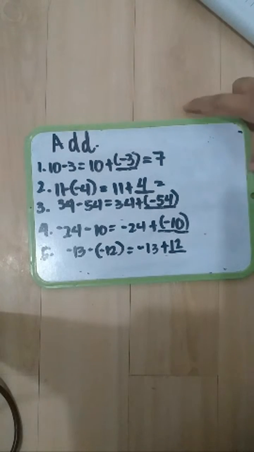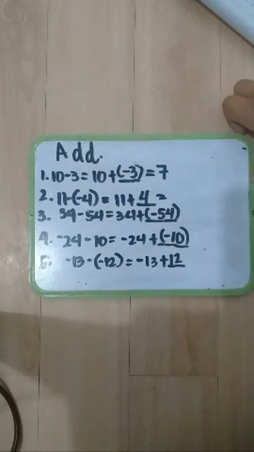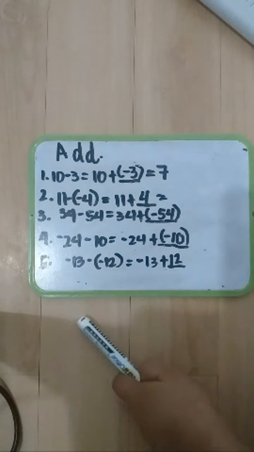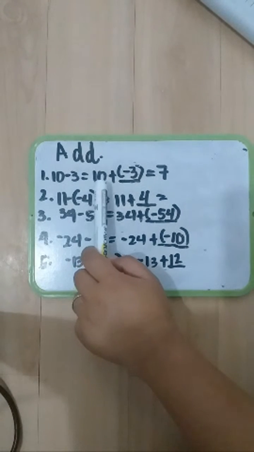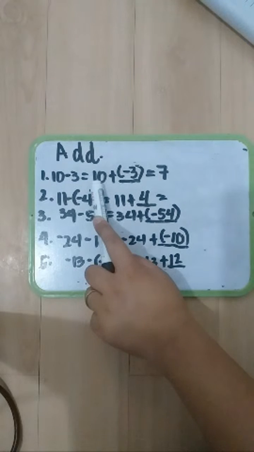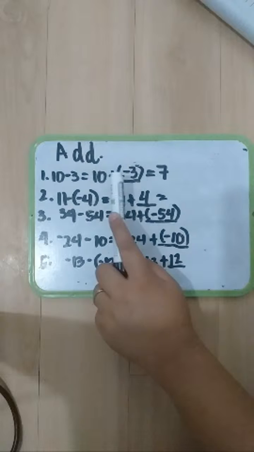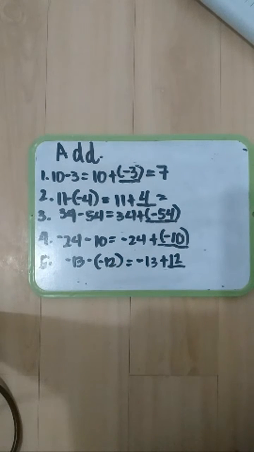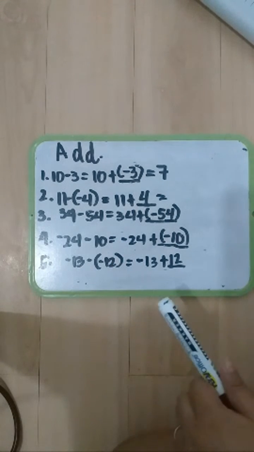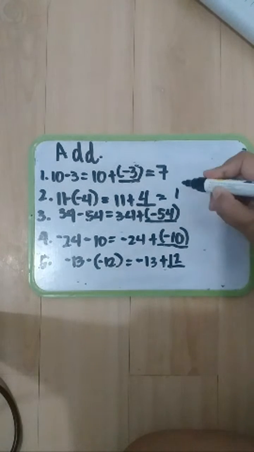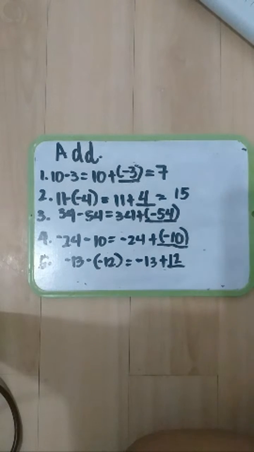Yes, Angel. Okay? So, ulitin ko. For number 1, you have to follow the sign of the bigger absolute value. Ang bigger absolute value ay positive. And then proceed to subtraction. So, you have 10 minus 3 is 7. Okay? Next, number 2. Number 2 is very easy. That is 15. Number 3.